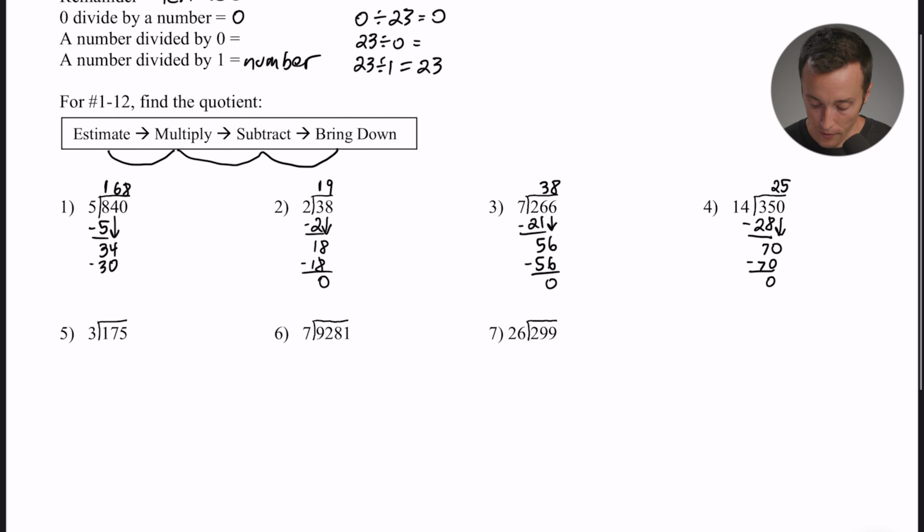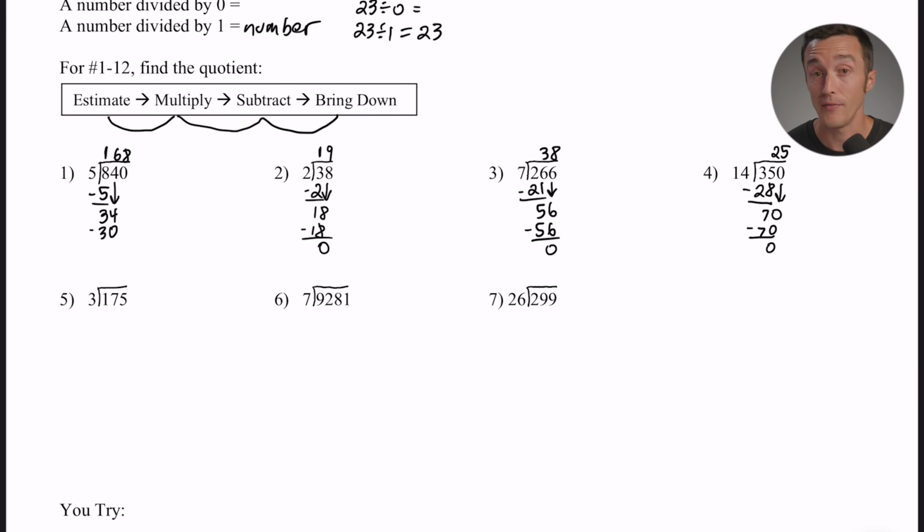So number 5 says 175 divided by 3. Okay, so the first step is to estimate. 3 won't divide into 1, but it would divide into 17, and I think that would work 5 times. That's my estimate. So 3 times 5, if I do my multiplication, is 15. Then I'll do my subtraction. 17 subtract 15 is 2. And I'll drop down or bring down the 5 to turn that into a 25.